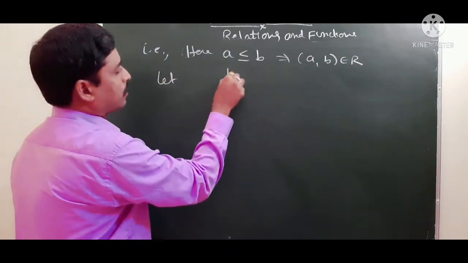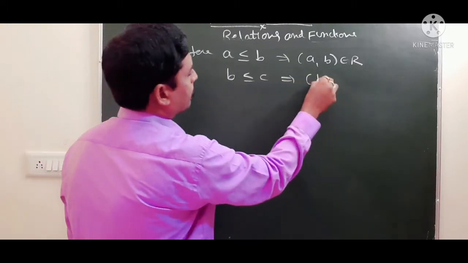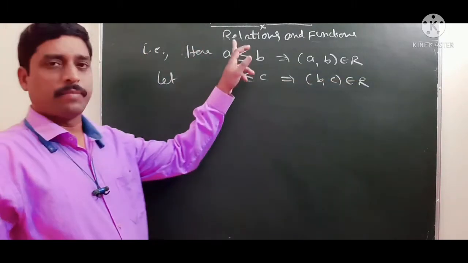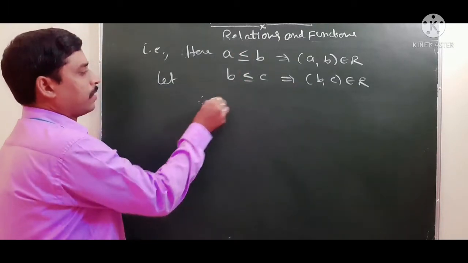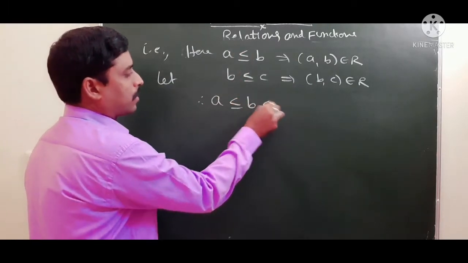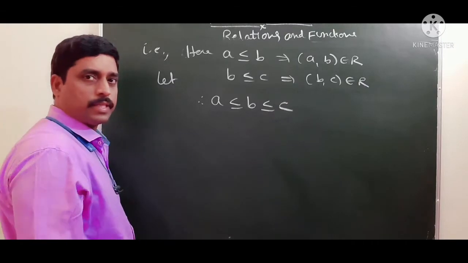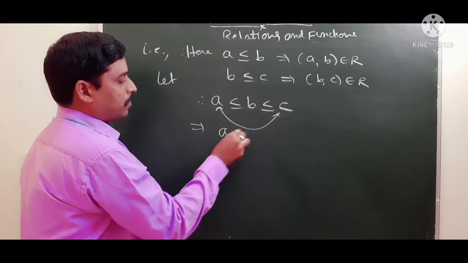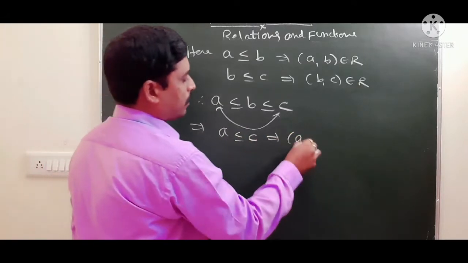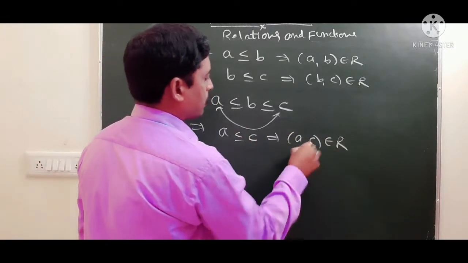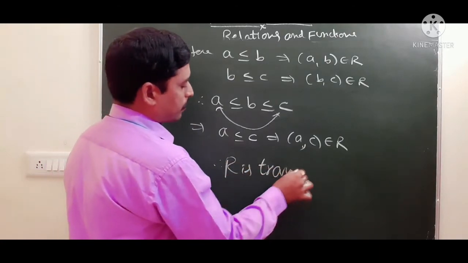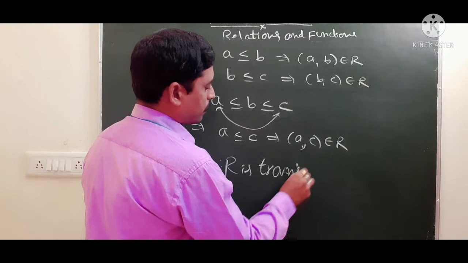Let us take b less than or equal to c, so (b, c) belongs to R. Let us observe these two conditions: a less than or equal to b less than or equal to c. Therefore, a less than or equal to c. Therefore, (a, c) also belongs to R. Therefore, R is transitive.